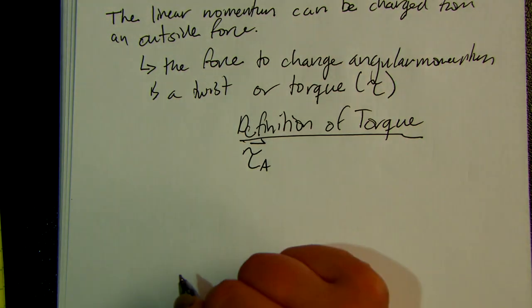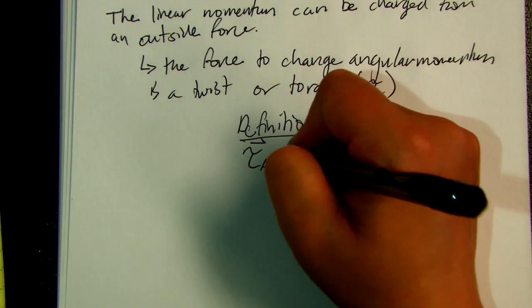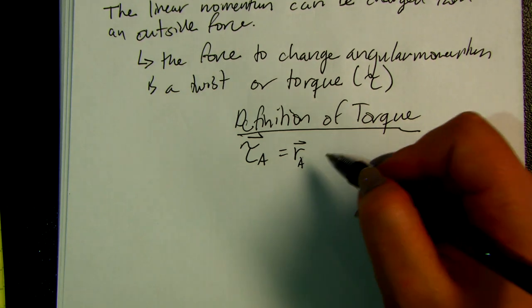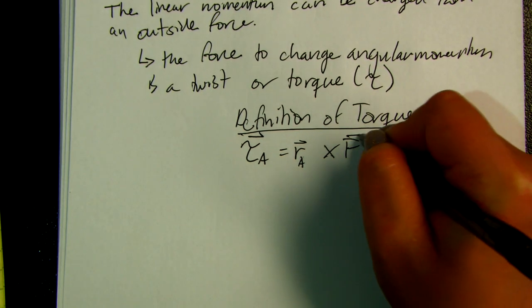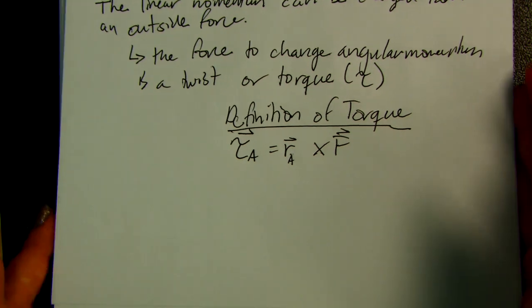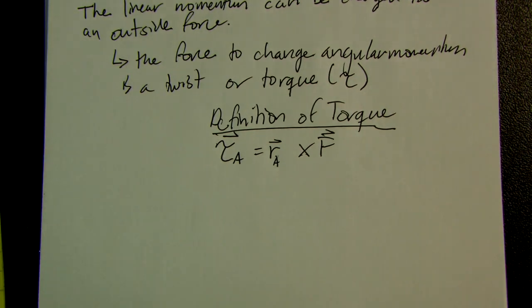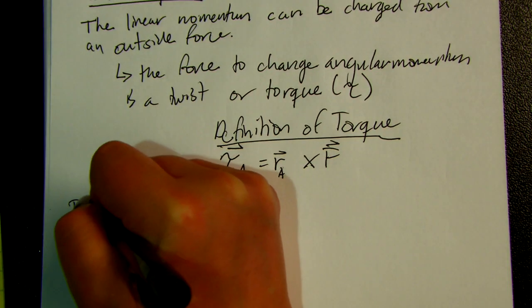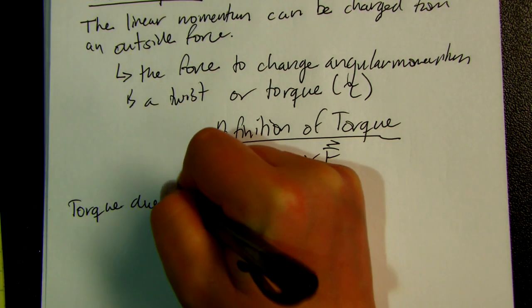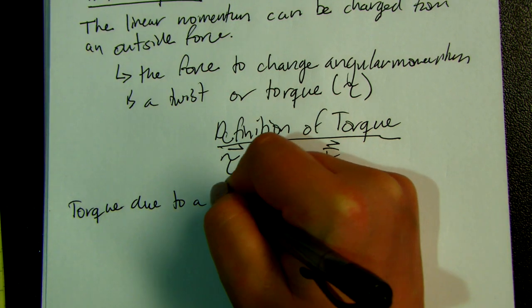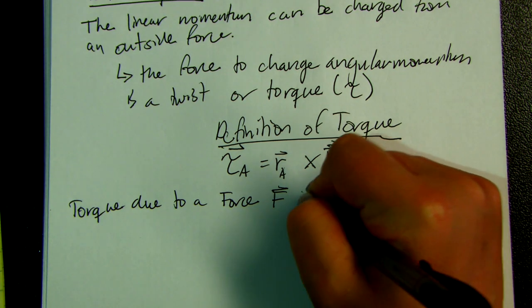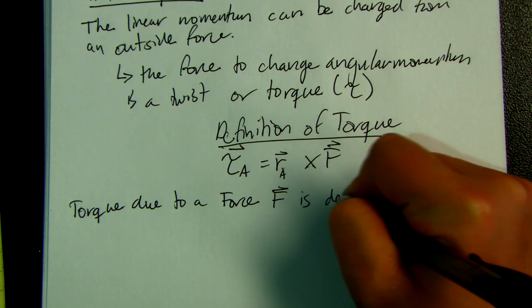Once again, it's still with respect to a particular location, is equal to r, the vector with respect to that location A, cross F. So once again, we see the cross product coming back. That's why we took the time to really teach it, is because once you know cross products, you see that there's actually quite a few cross products in physics. So torque, due to a force, is defined at a particular location.